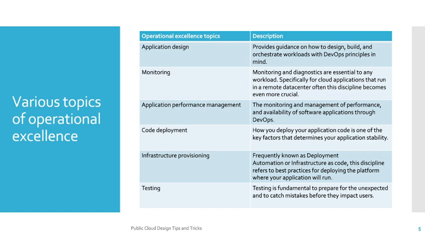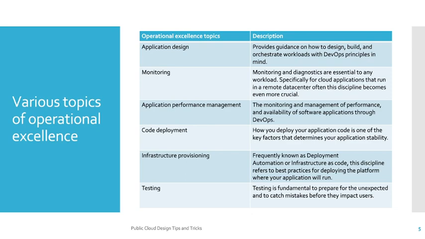First one is application design, second is monitoring, then application performance management, code deployment, infrastructure provisioning and testing. Application design provides the guidelines on how to design, build and orchestrate workloads with DevOps principles in mind. Second is monitoring. Monitoring means how to monitor your application performance, diagnostic settings, security monitoring or application log monitoring. This part will be covered here.